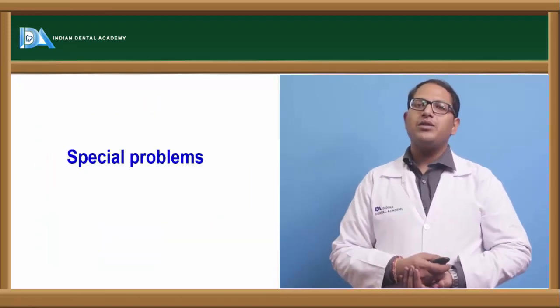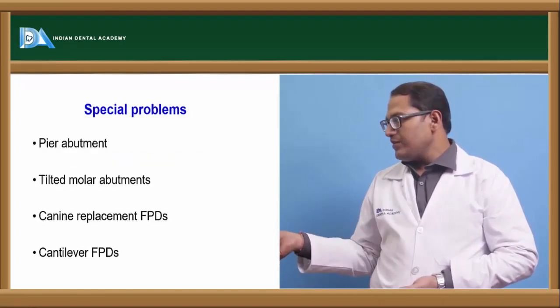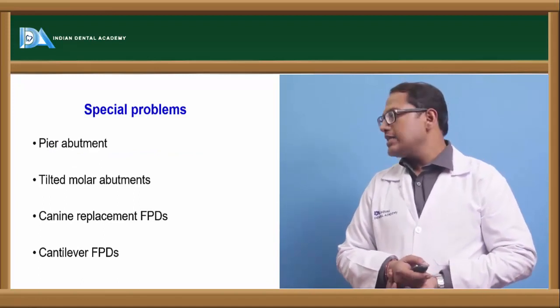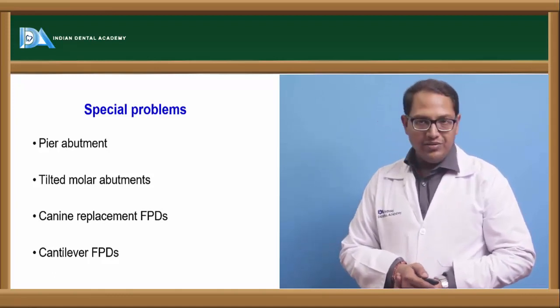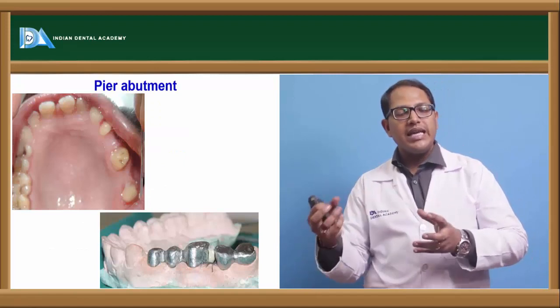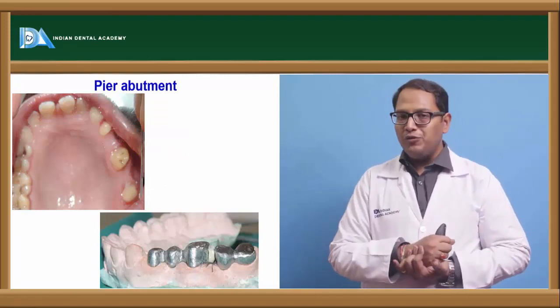Special problems come across fixed partial dentures when they are planned. For example, pier abutment, tilted molar abutments, canine replacement FPDs, which is a big challenge, and cantilever FPDs. What is a pier abutment? A missing area on either side of an abutment tooth. Now what will we do in that case?